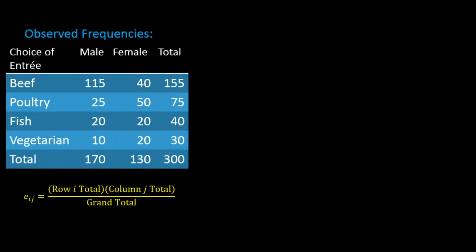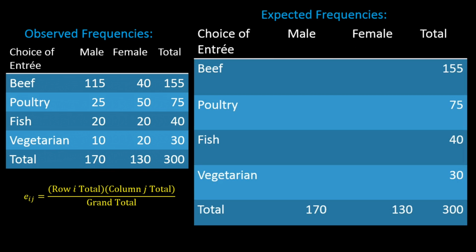Let's take a look at how this will be done for this table. Here again is the table of observed frequencies. You can see in the formula below that in order to construct a table of expected frequencies, we multiply each row total by each column total and divide by the grand total. So let's begin with a table that has row totals and column totals filled in. We get this information from the observed frequency table. The row totals are for the entree choices, 155 for beef, 75 for poultry, 40 for fish, and 30 for vegetarian. And we also see the column totals are filled in with 170 males and 130 females. And of course, the grand total is 300.